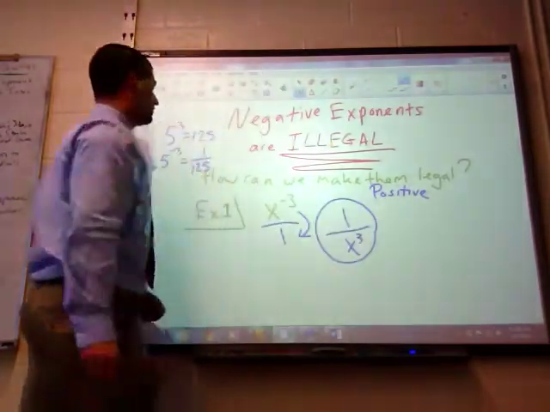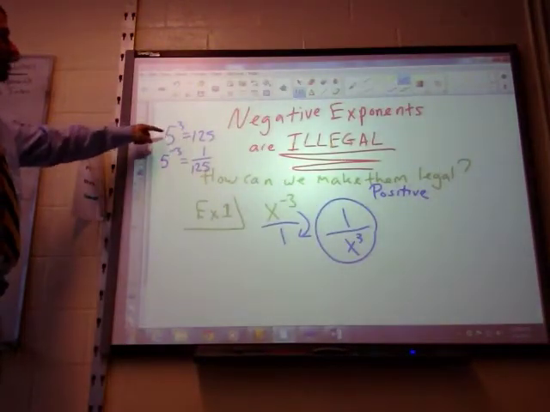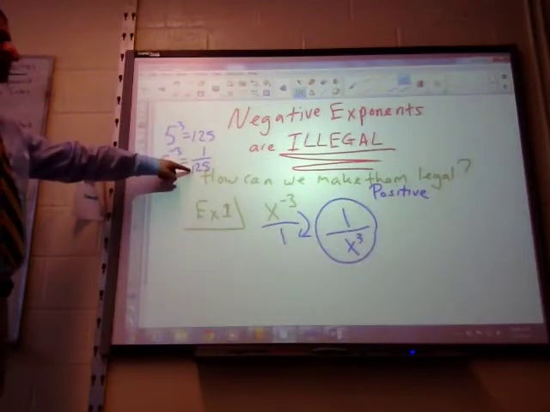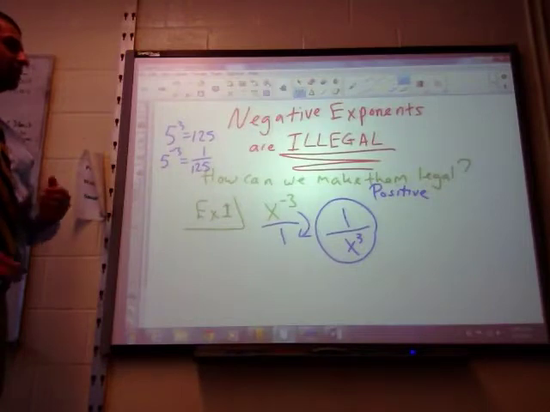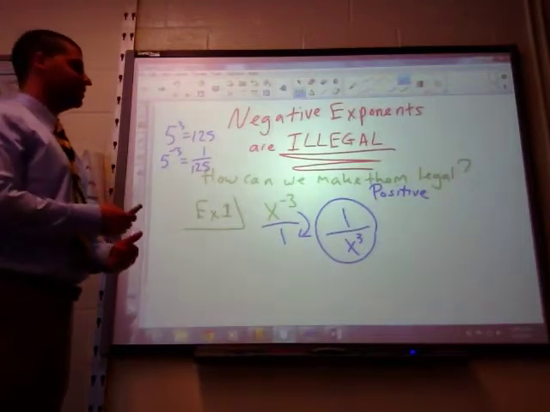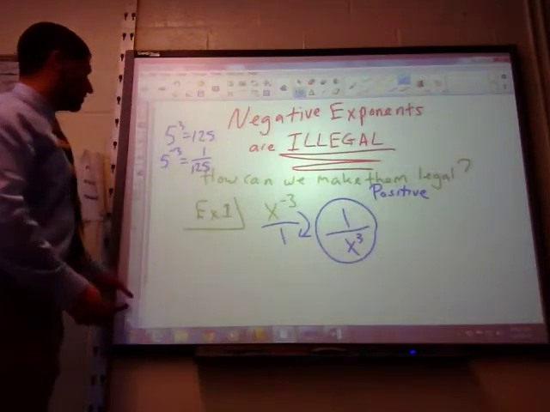If you imagine that as a 5, it kind of makes sense to you, because 5 to the third is 125. 1 over 5 to the third is 1 over 125, which is the same as 5 to the negative third. That's something we did in class. So basically what I'm saying is, switch where it's located in the problem. You'll see another example in the next slide.